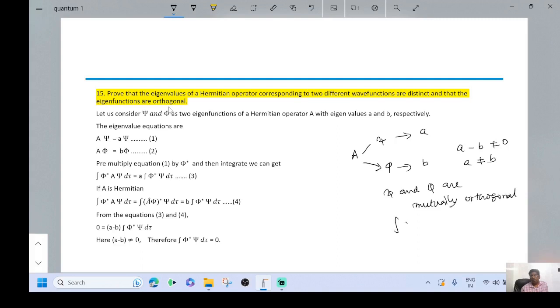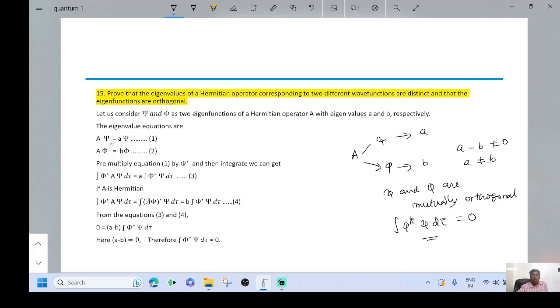That means ∫ψ*φ dτ equals 0. See here, this is the eigenvalue equation: Aψ = aψ. A is a Hermitian operator; when it operates on ψ, it gives eigenvalue a. Here A is a Hermitian operator; when it is allowed to operate on another eigenfunction φ, it gives eigenvalue b. These two are eigenvalue equations.